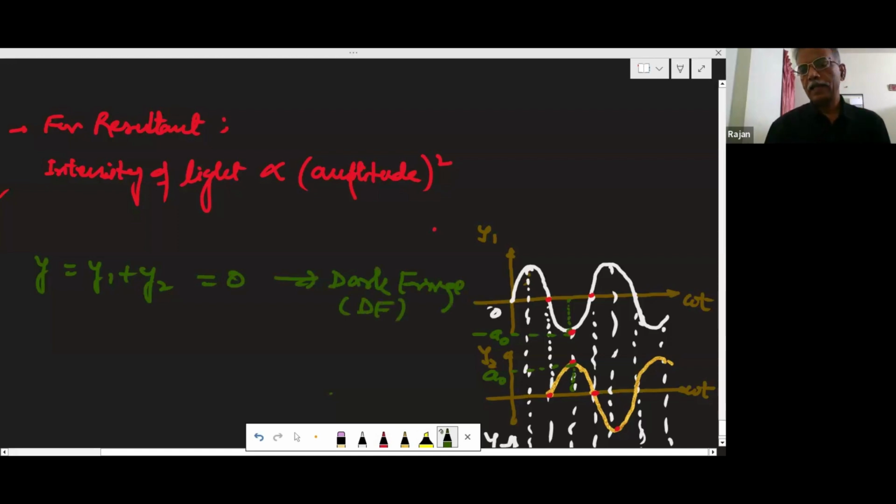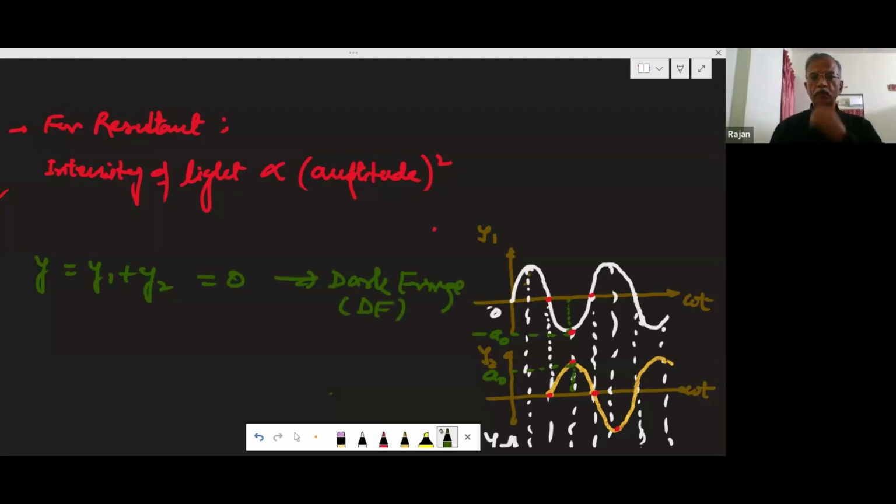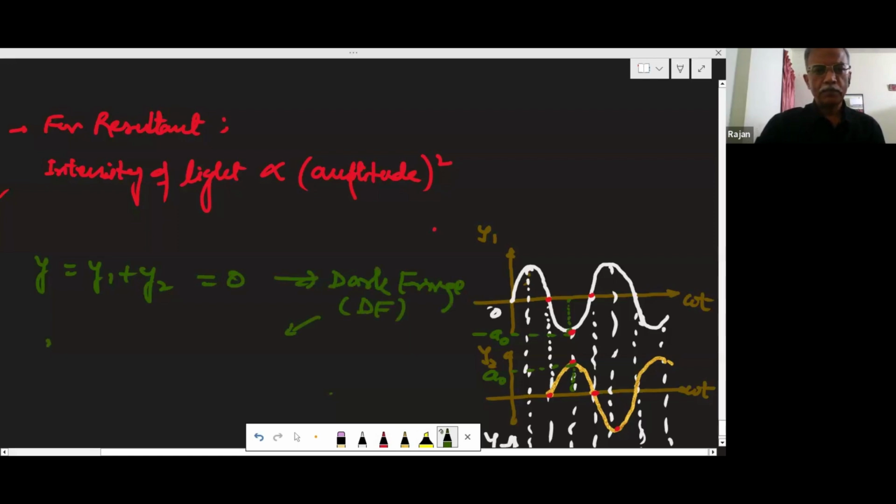Okay, and where it is happening, when it is happening, first time we had seen if the phase difference between them is how much? This is half cycle, half circle. So it is your pi, correct? Half circle means it is your pi. So yes, the dark fringe will happen if your phi is how much?